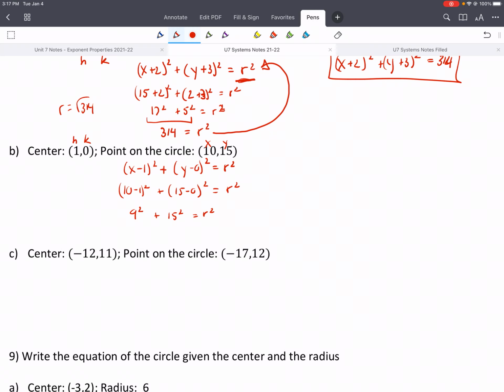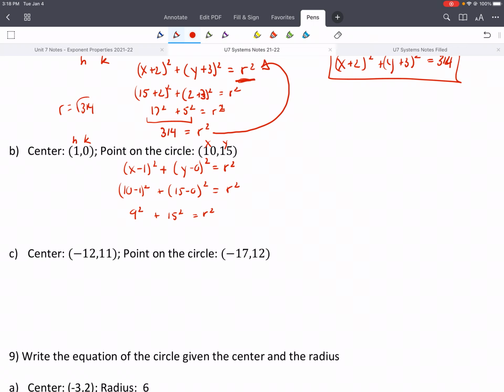And I think I do have my calculator. So 9 squared is 81. No, turn it on. Alright, hang on one sec. I need to get a different calculator.